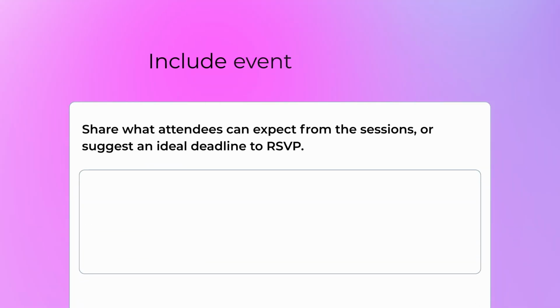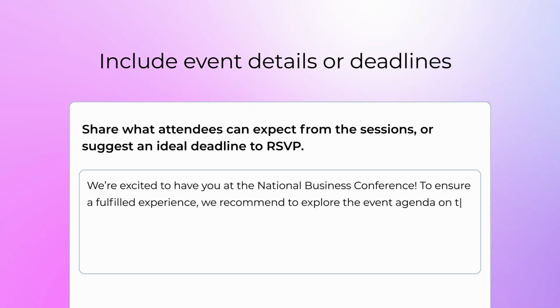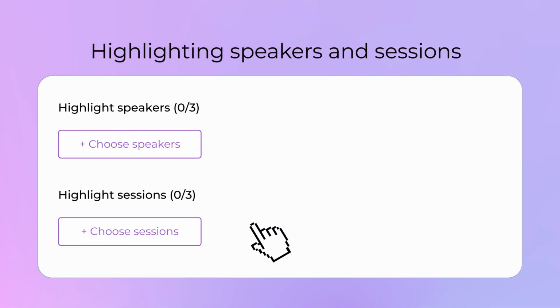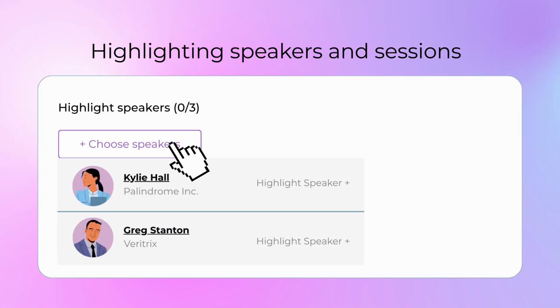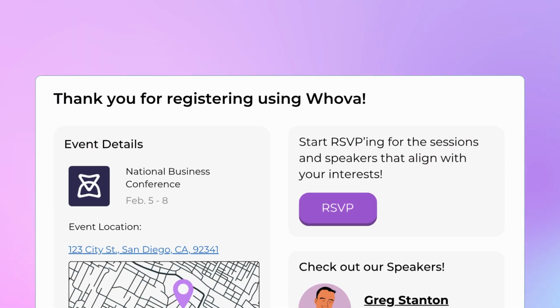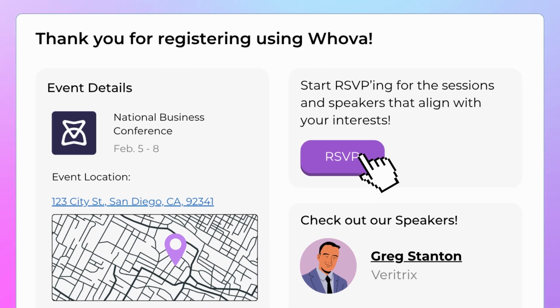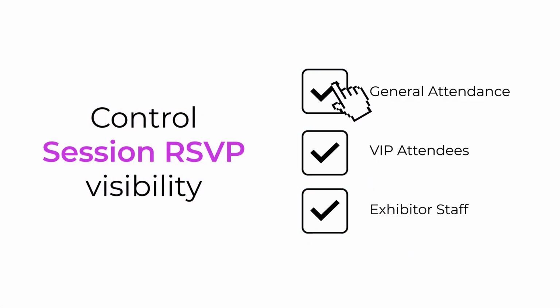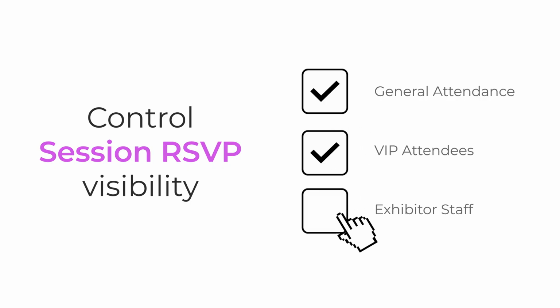Upon setup, include a message to encourage attendees to RSVP with details about your event or an ideal deadline to show their interest by, along with highlighting any high-profile speakers and session topics that will catch their attention. Your attendees will see this information once they've completed registration, but you control which ticket types will be prompted to RSVP in case you don't want specific groups to see it.